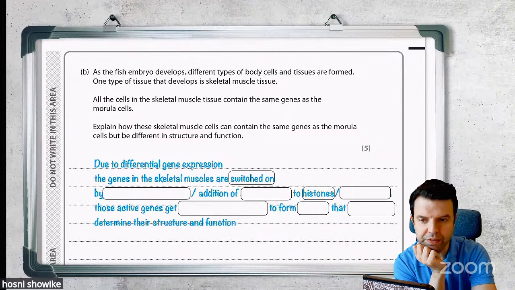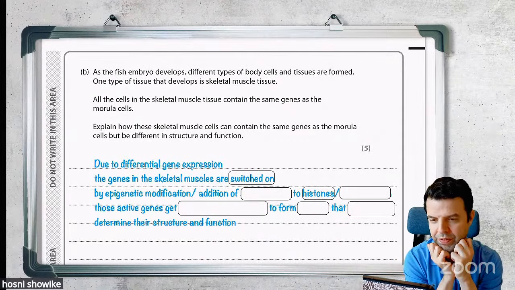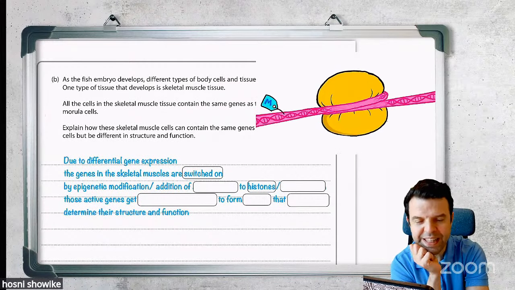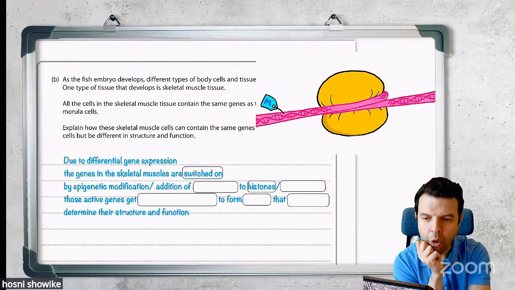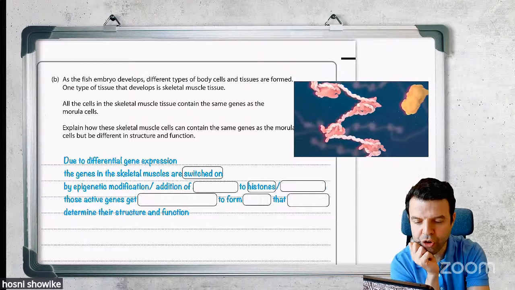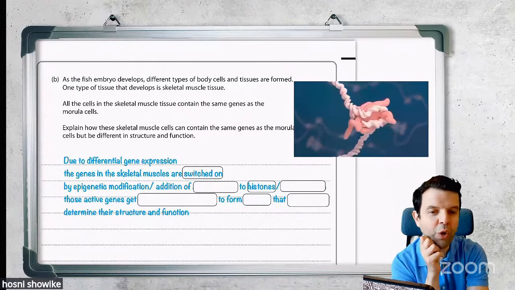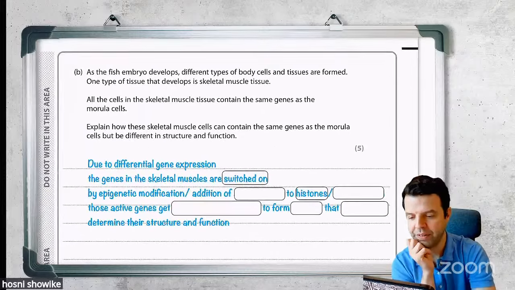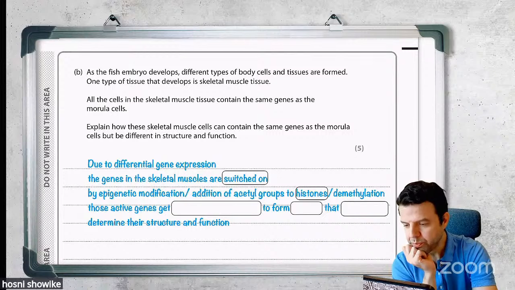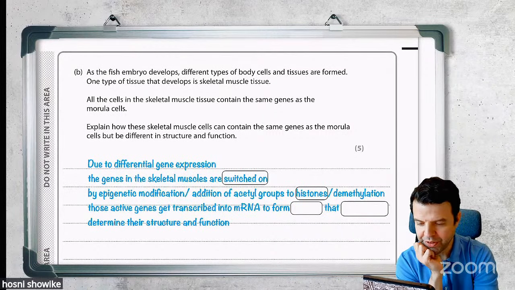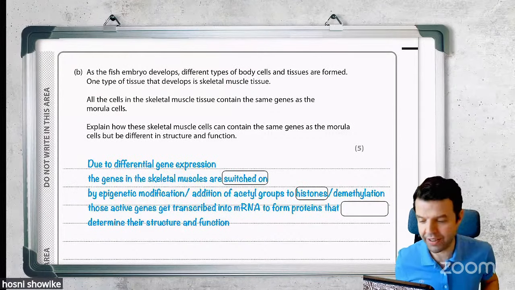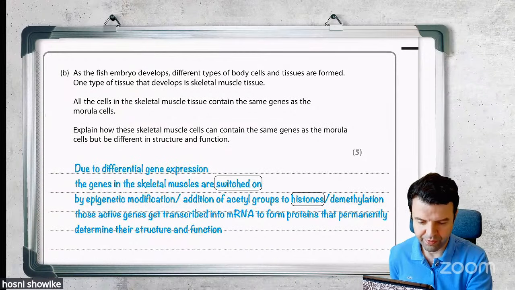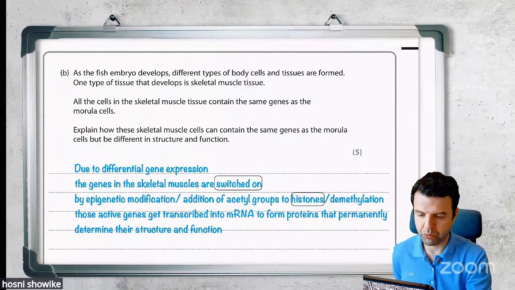How do you turn on genes? You say by epigenetic modification. What does that mean? This epigenetic modification could involve methylation, that's when you turn off the gene, or acetylation, that is when you turn on the gene, when you loosen up the chromatin and make it accessible for RNA polymerase. Okay? These active genes will get transcribed, form proteins, and as we always say, those proteins will permanently determine structure and function. All right?